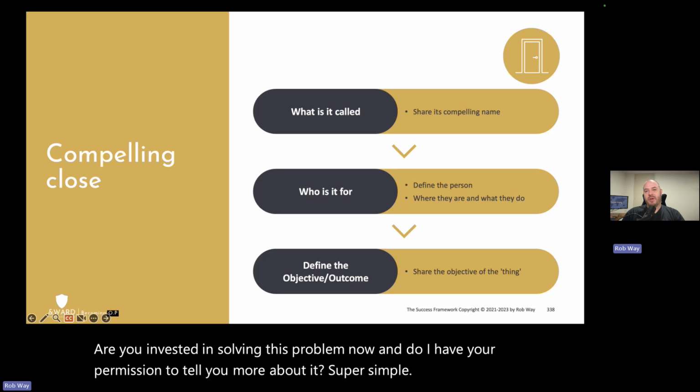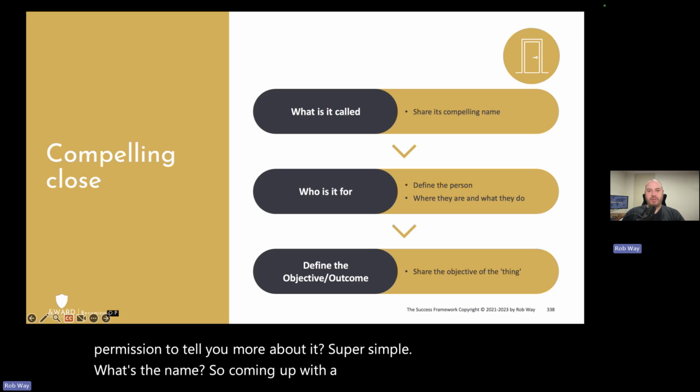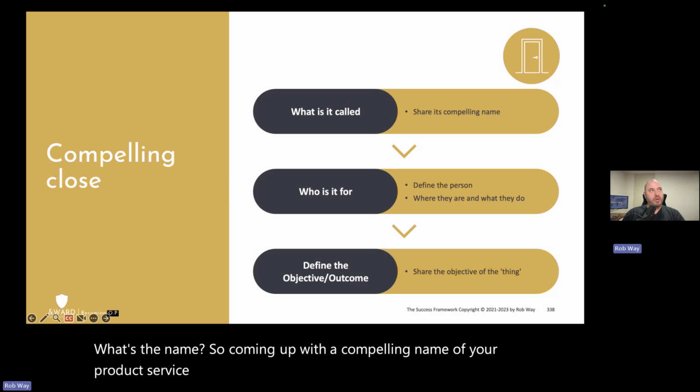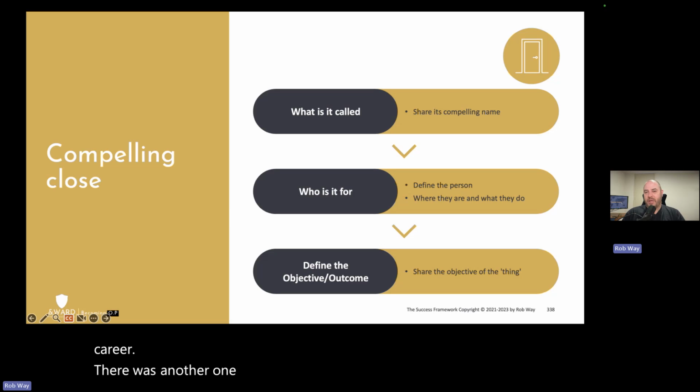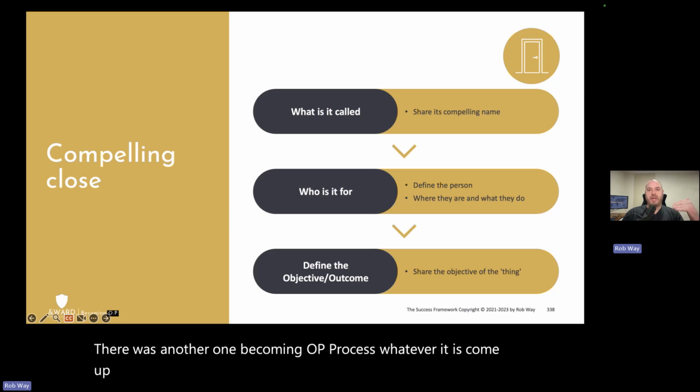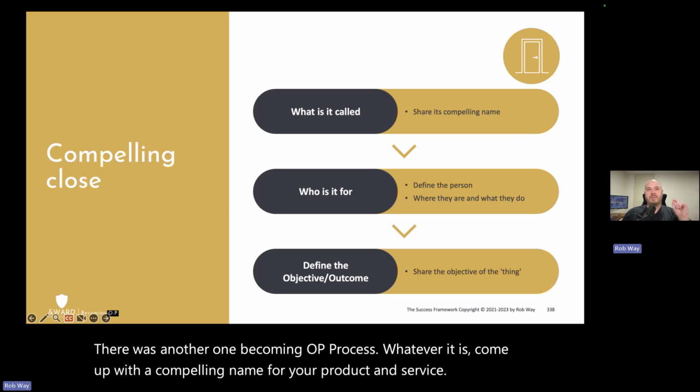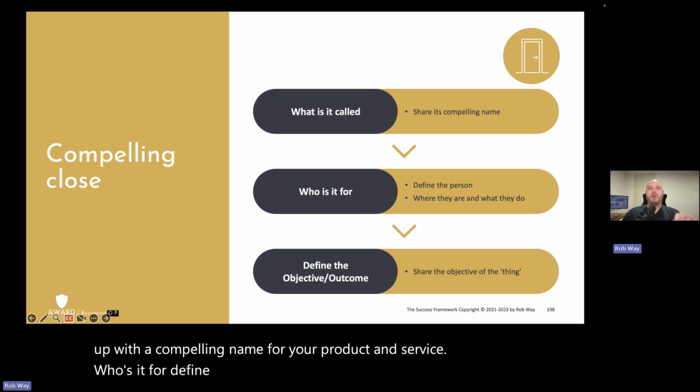What's the name? So, coming up with a compelling name for your product or service. So the success framework, becoming CEO of your career. There was another one, becoming OP process, whatever it is, come up with a compelling name for your product and service. Who's it for? Define the person, where they are and what they want to do.